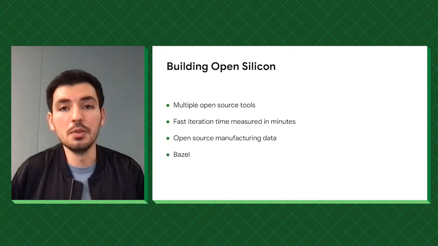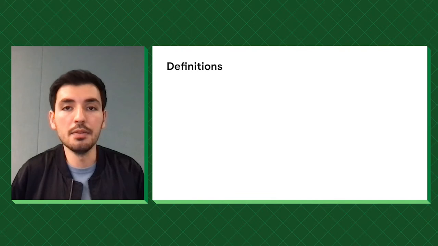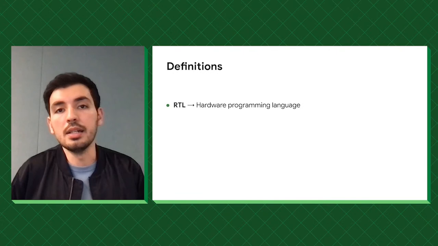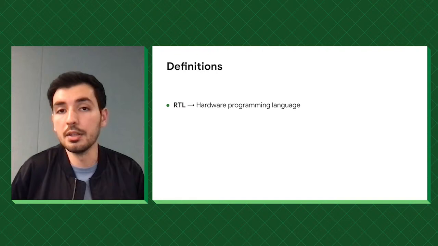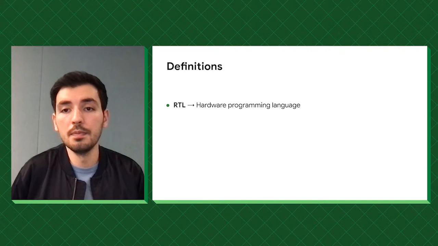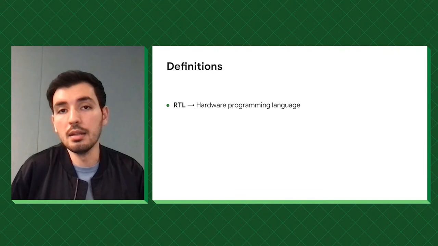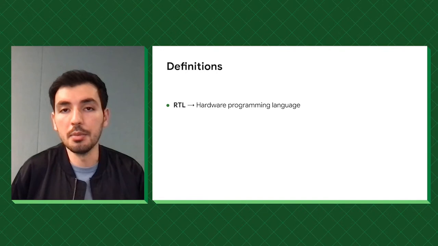I'd like to set the stage with a few definitions so that everyone can understand some of the terminology in this talk. RTL, in the same way you think about C++ encoding your logic and a compiler targeting a particular CPU like x86, RTL is the equivalent of a hardware programming language. You encode your logic and control into a language much like you would with any programming language, and then a silicon compiler will target a particular manufacturing process to turn that into real transistors.